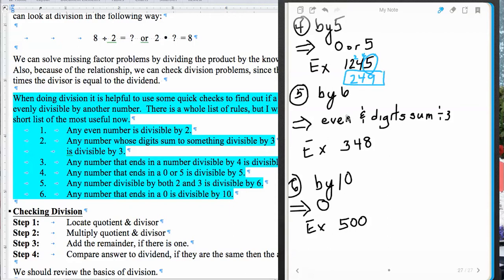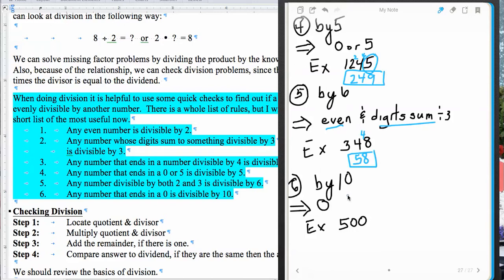Next, we have the divisibility by 6 rule. A number is divisible by 6 if, number 1, it's even, and number 2, its digits sum to a number divisible by 3. In other words, it has to be divisible by both 2 and 3. So 348 should be divisible by 6 because it is even, and 3 plus 4 plus 8 is 15, which is divisible by 3. This is the same example we did for divisibility by 3. Now that we know both of those are upheld, let's check it out. 6 will go into 34 5 times with 4 left over, and 6 will go into 48 8 times, and therefore we see, yes, it's divisible by 6.